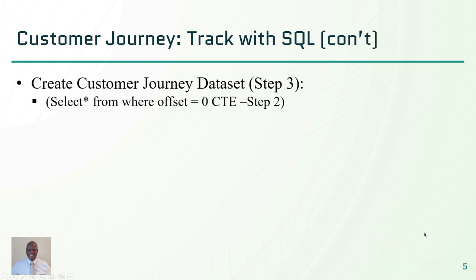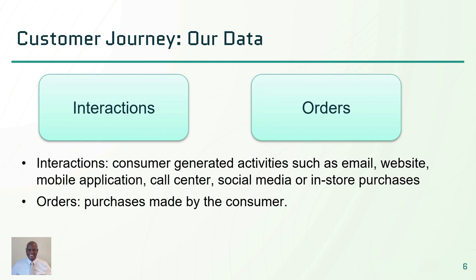And so when we think about our data set, let's just take a look at what that would actually comprise. You can see that we'll have two data sets that we'll be working with. Our interactions, and the interactions are those activities such as email, website, mobile application, call center. It's really any set of activities that a customer has generated by interacting with our products. And then we also have our orders data as well. And so that's essentially any purchases that are made by the consumer.